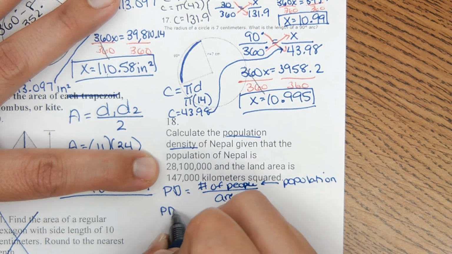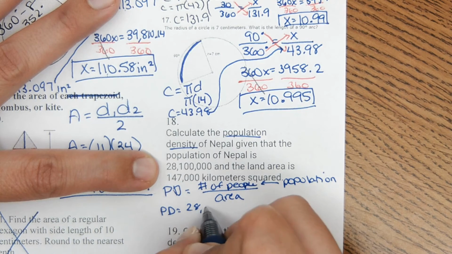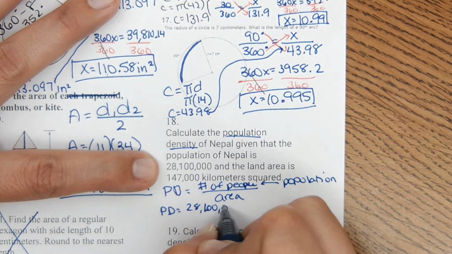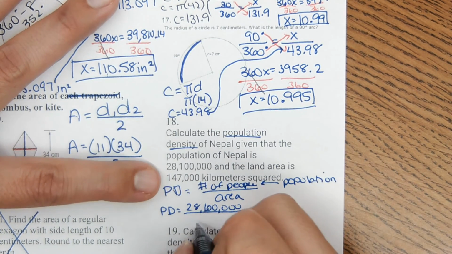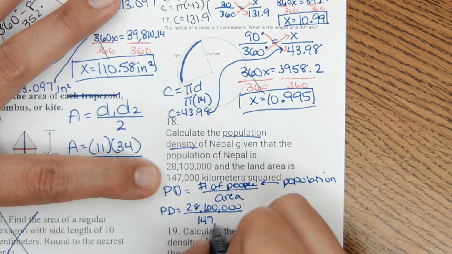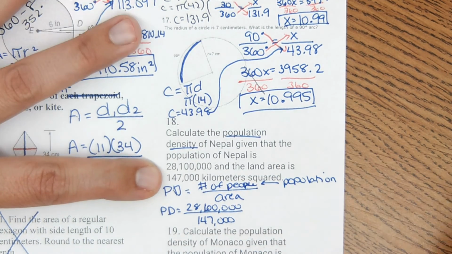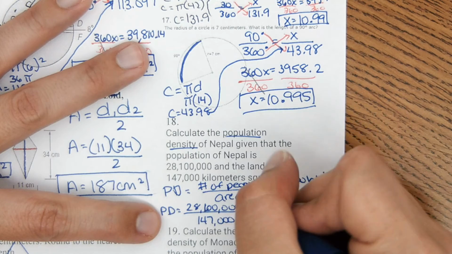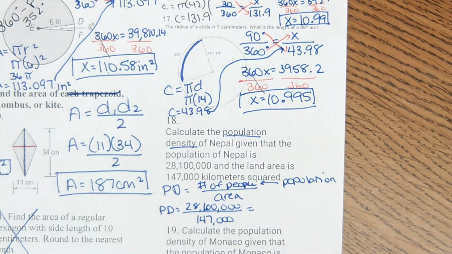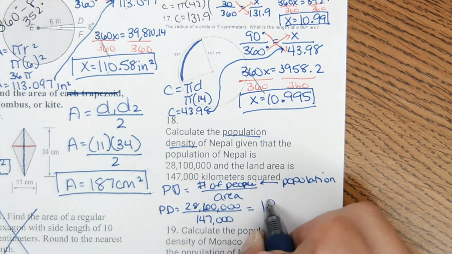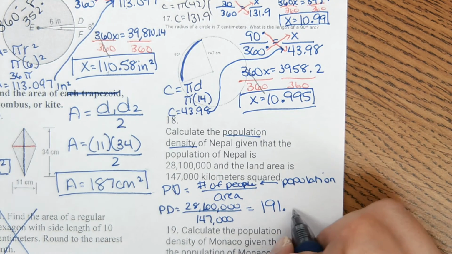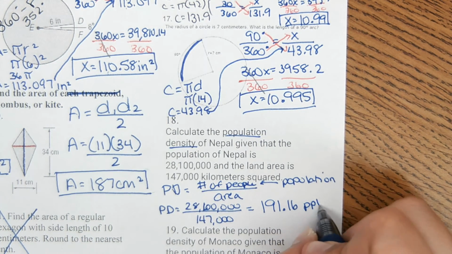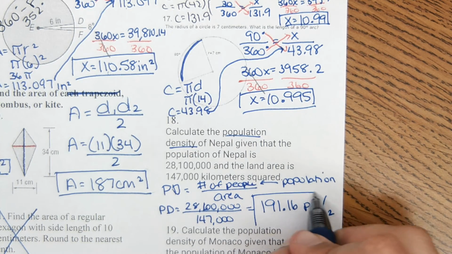So we'd set it up. Population density equals 28,100,000 people divided by the area, 147,000 kilometers squared. Divide these two numbers and you get 191.16 people per kilometer squared. And that's your population density.